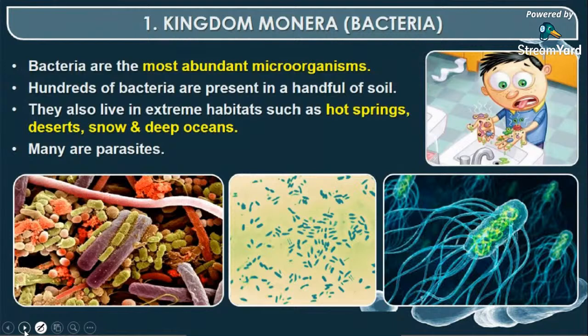Bacteria, that is the unicellular organism. So the most abundant microorganism under this kingdom Monera is bacteria. Yes. So hundreds of bacteria are present in a handful of soil. If we just take a handful of soil, we are getting hundreds of bacteria, right? So they can survive in hot springs, deserts, snow, and deep oceans. And many of the bacteria are parasites. That is, they obtain their food from a host body, from others' bodies.